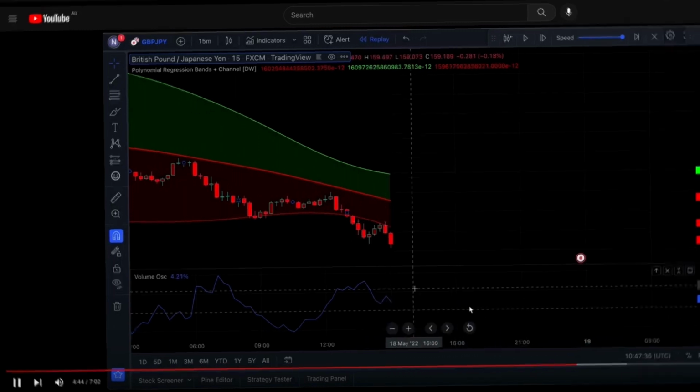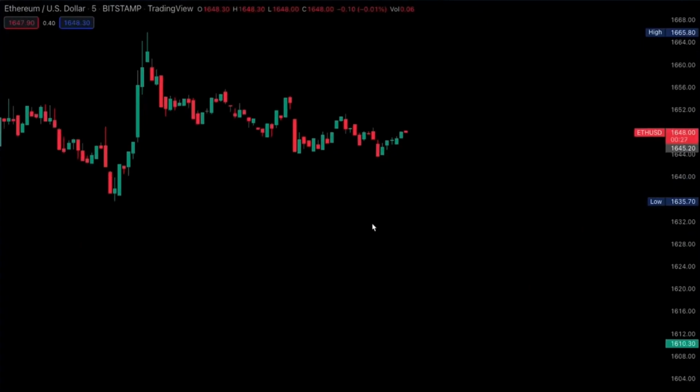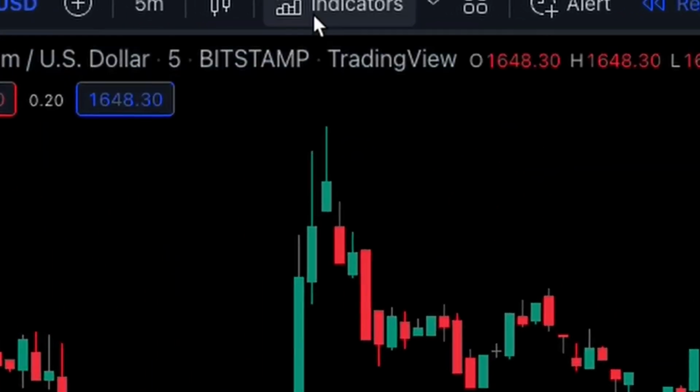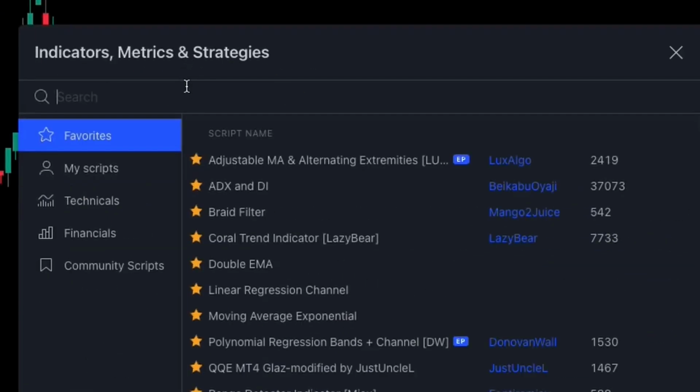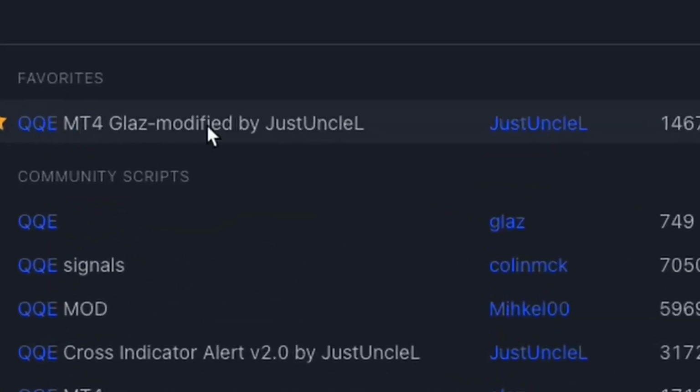Okay, let's jump into TradingView. So you're currently looking at Ethereum USD on a 5-minute time frame. Now we do need to build our setup first before we get into the rules of the strategy. So heading to the top of your chart, select the indicator search tab, then search for QQE, and it's this one right here by Just Uncle.